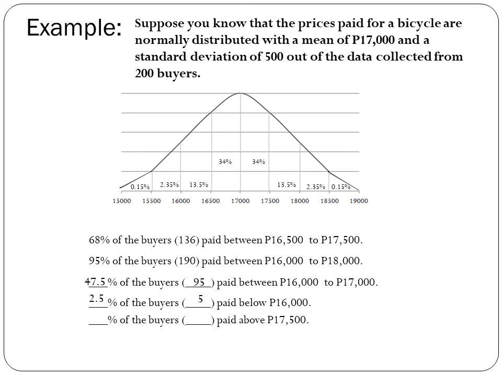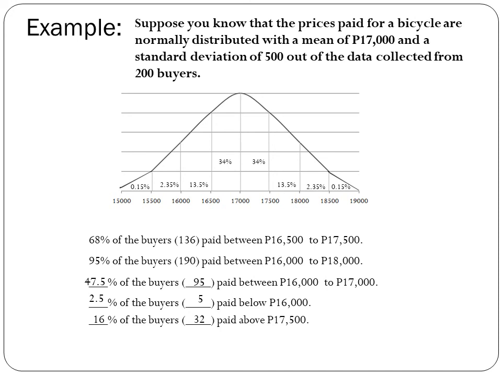Another one, blank percent of the buyers paid 17,500 and above, or above 17,500. Okay, so if you are going to look at 17,500 and the areas to its right, you have 13.5, 2.35, and 0.15. That gives us 16%, and 16% of 200 is 32. So 32 buyers paid above 17,500 for a bicycle.